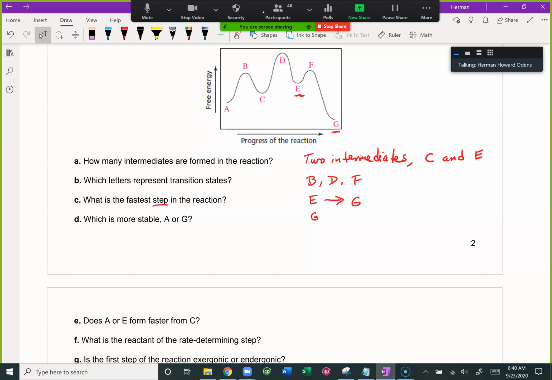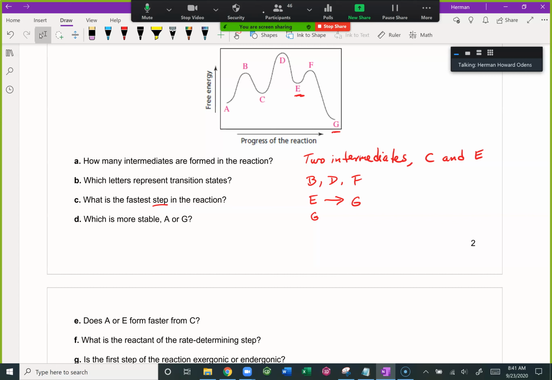that diagram, because I thought there were 4 questions. There's more for the same. Let's see. Okay, does A or E form faster from C? Which one forms faster, A or E?